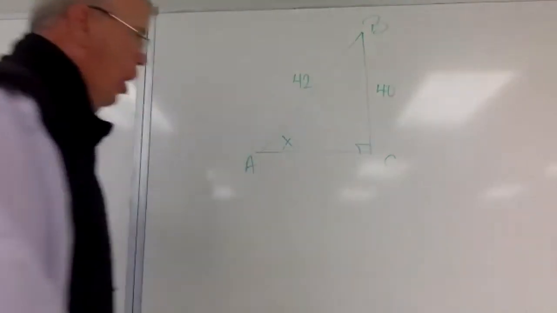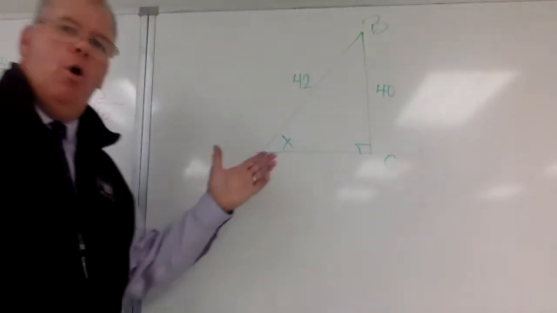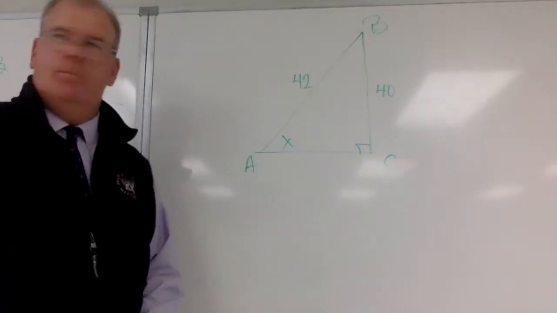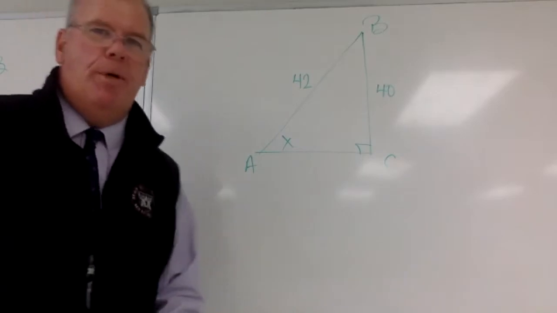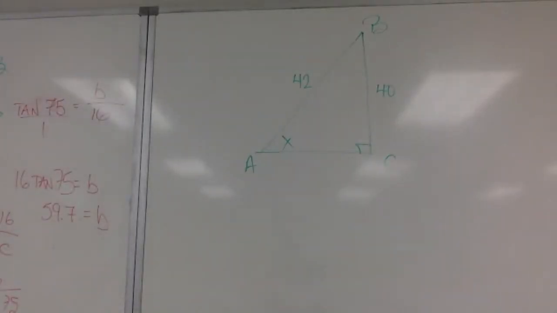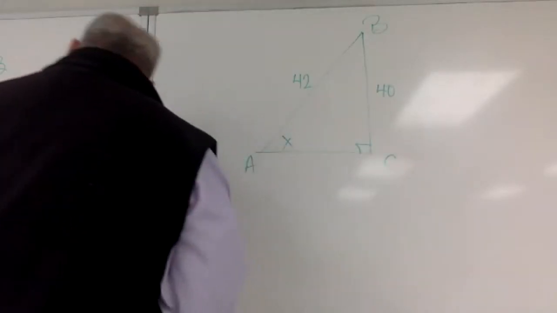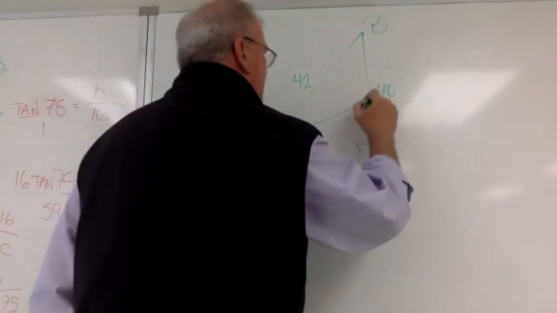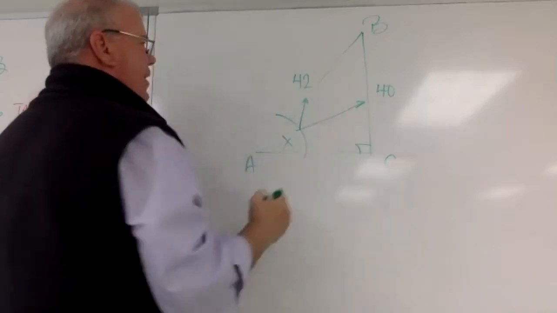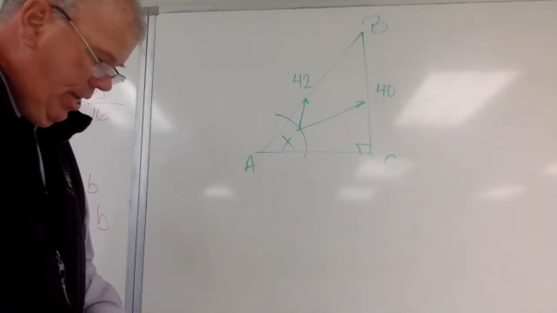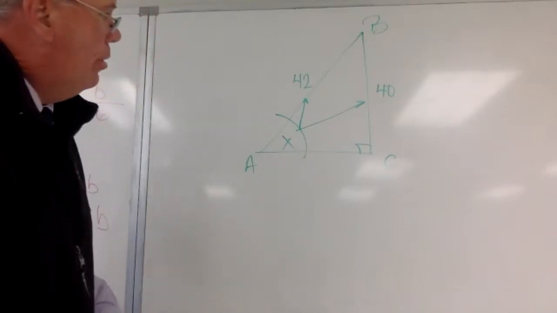All right? So based on what they've given me, what trig ratio do we want to use? Sine, right? What did they give me? Ready? They give me the opposite over, not the adjacent, but the hypotenuse, right? Yes? So that's the sine.